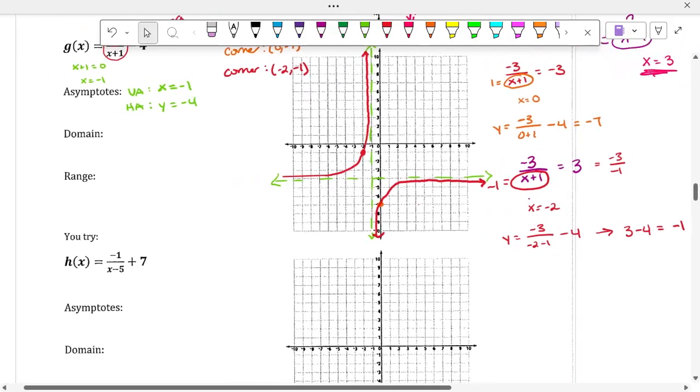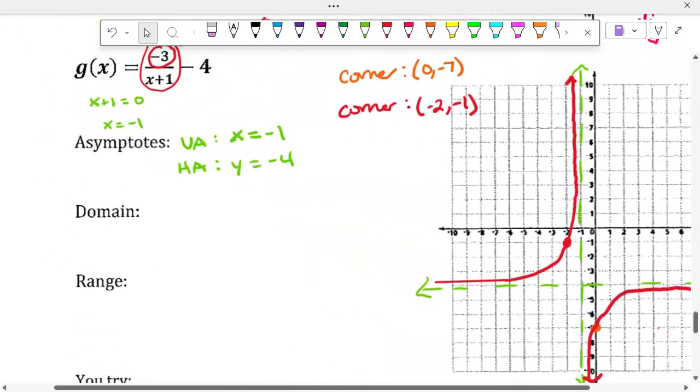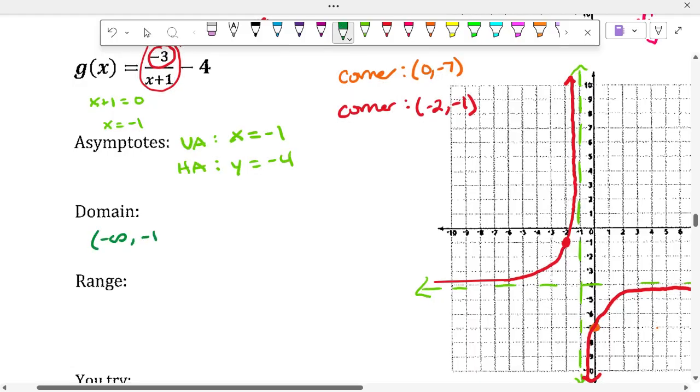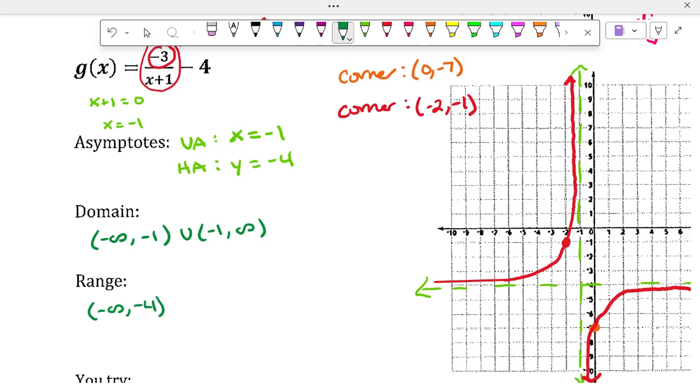Now, domain and range, again, you'll just take your vertical and horizontal asymptotes. So it would be from -infinity to -1, -1 to infinity, and then -infinity to -4, -4 to infinity.